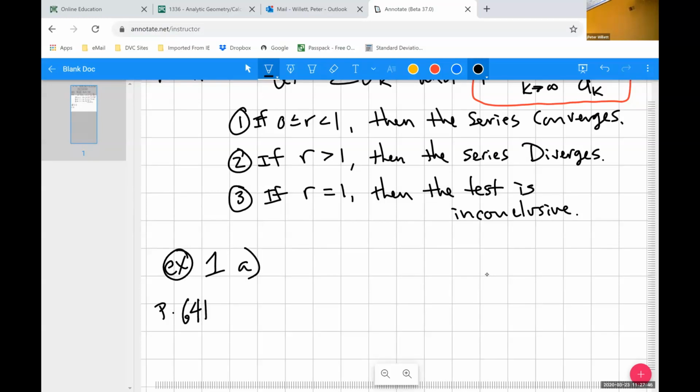So it says to use the test to determine whether the following series converge, and we have the series as k goes from 1 to infinity. So this is an infinite series of 10 to the k divided by k factorial. So a couple of things to take note here. We haven't used this for a while. I can't remember when we used it last.